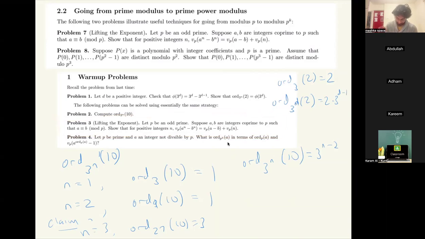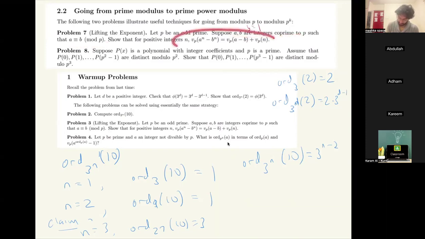So I have a prime p, okay, and I have integers a and b. Probably the most common case you use this is b equals 1, right? All these problems have b equals 1, but it works for general b. So you have a and b such that a and b are equal mod p, and they're both co-prime to p.